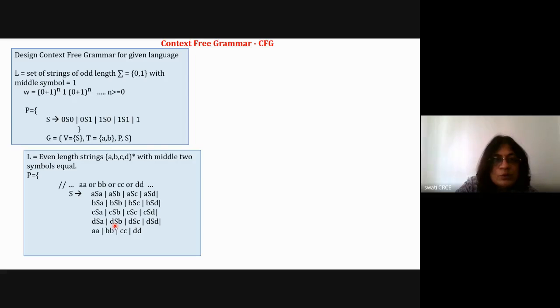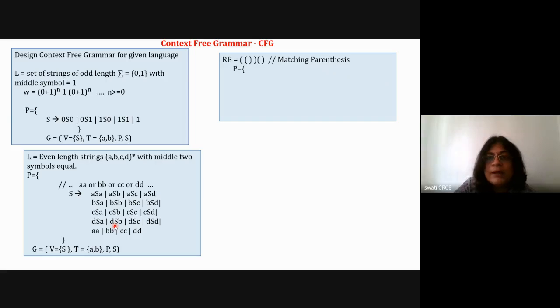Okay, so now move to the next problem. Matching parenthesis. Design the context-free grammar for matching parenthesis. I have taken this example where I have tried to use both the combinations: first bracket opening and closing, and then the second opening and closing. This is also the matching parenthesis, which is used in checking the syntax of a statement in a programming language.